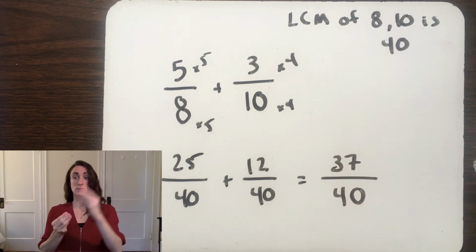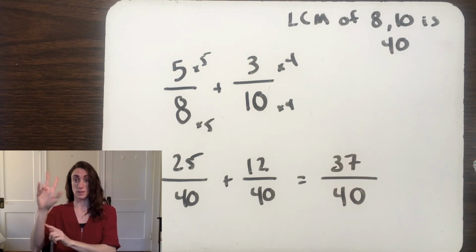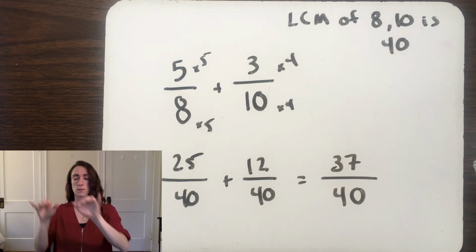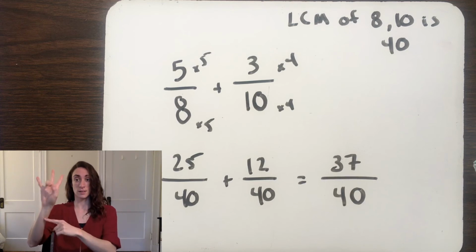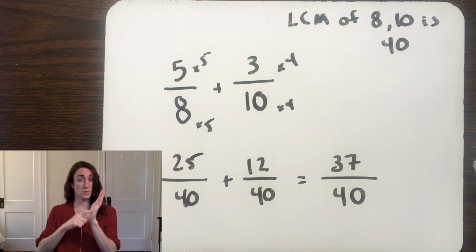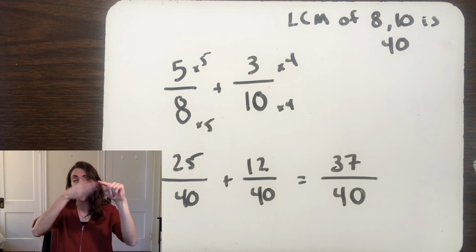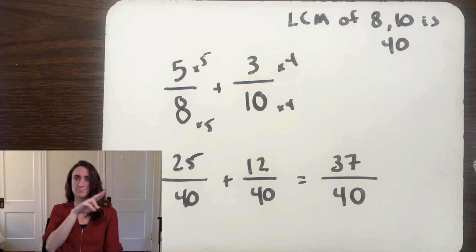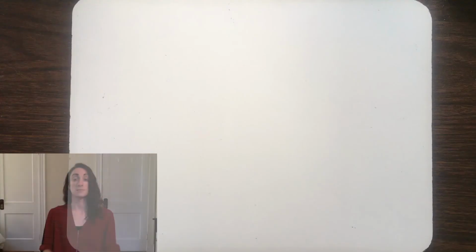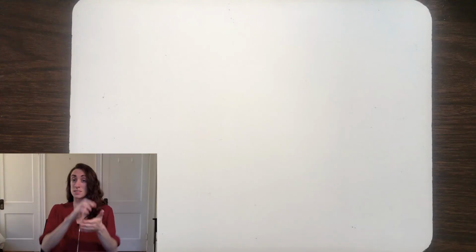Now we've got the common denominator, we're ready to add. 25 plus 12 is 37, and 40, of course, is going to stay 40 because it's describing the size of the piece. So we've got 37/40. And being able to find a common denominator here is much easier than trying to divide a picture up into 40 pieces. Lastly, we're going to talk about subtracting fractions.